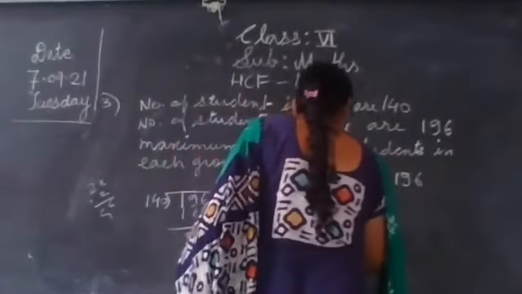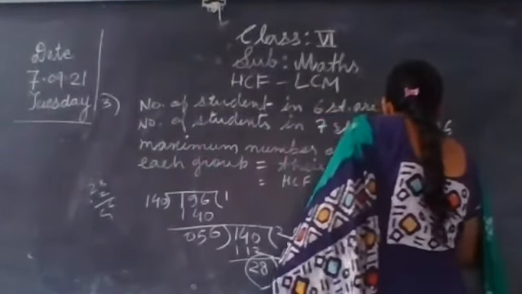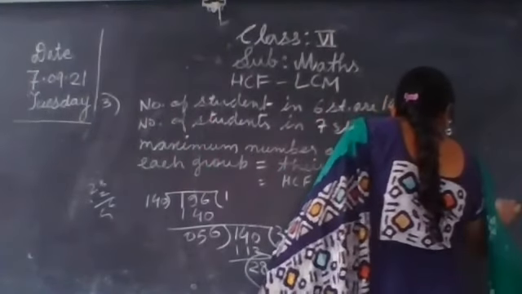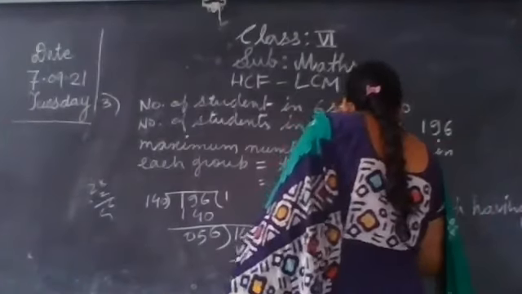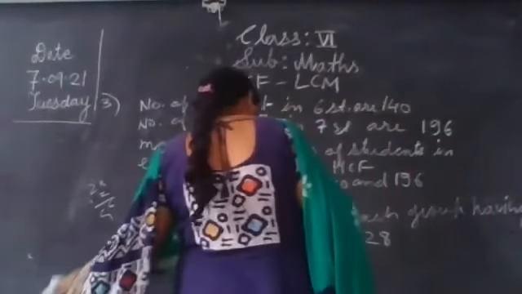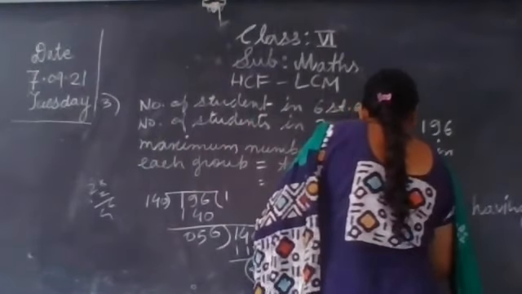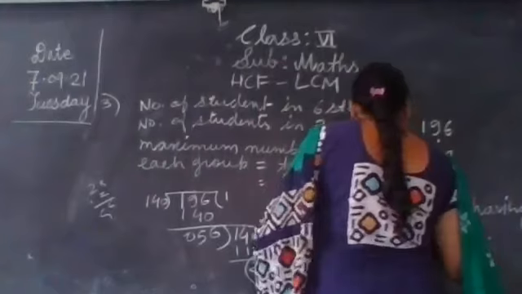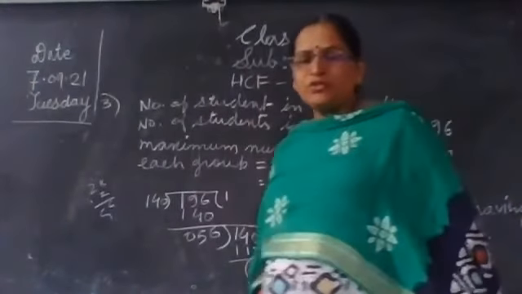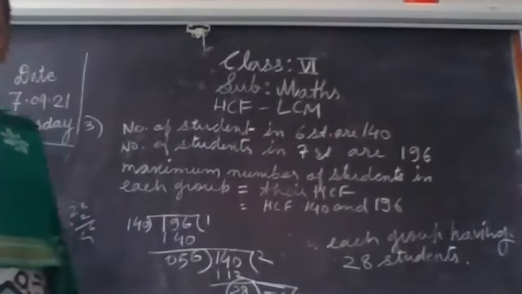Therefore, each group has 28 students. Got it, beta? In this way you can use the HCF in our real life. Got it, children?